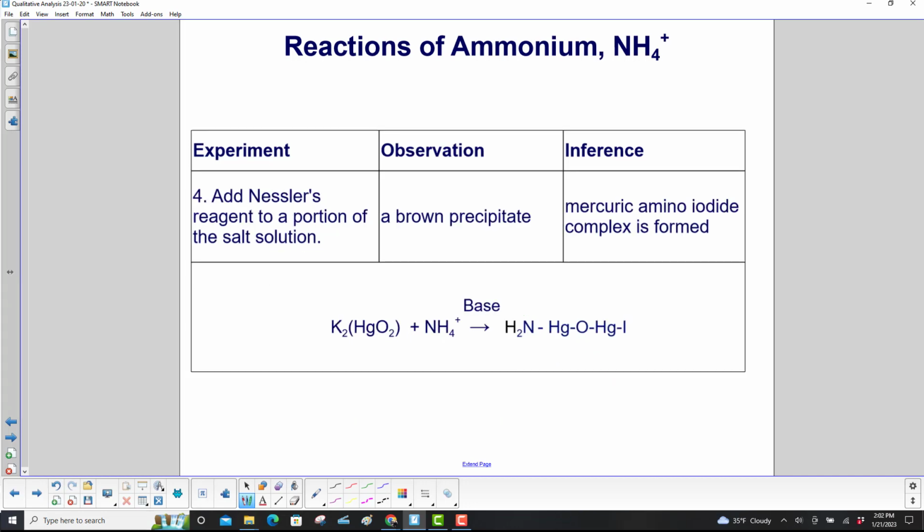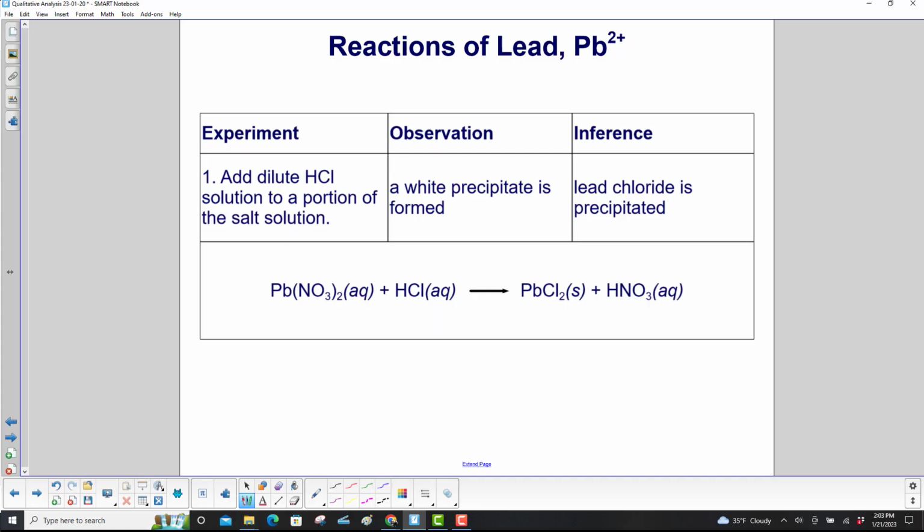4. Add Nessler's reagent to a portion of a salt solution. Observation: a brown precipitate. Inference: mercuric amino iodide complex is formed. Reactions of lead. Experiment 1: add dilute hydrochloric acid solution to a portion of the salt solution. Observation: a white precipitate is formed. Inference: lead chloride is precipitated.